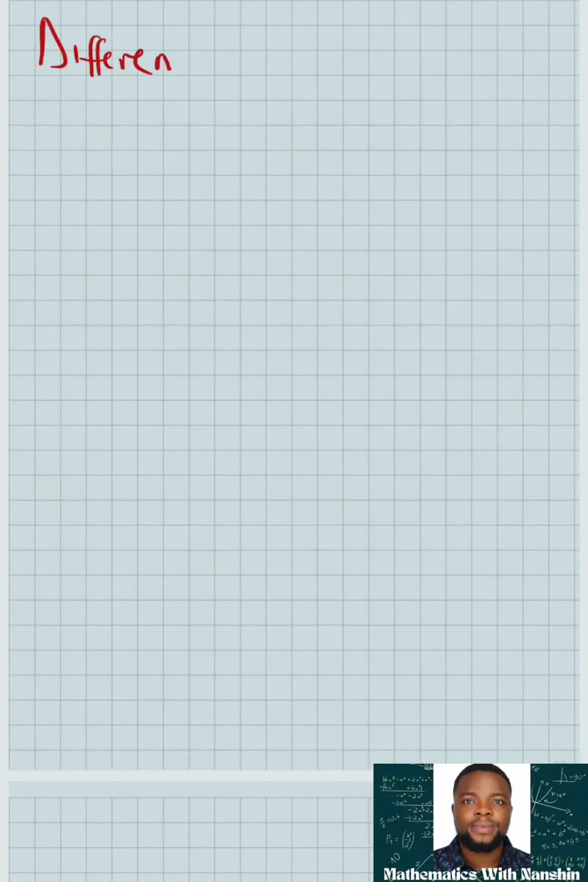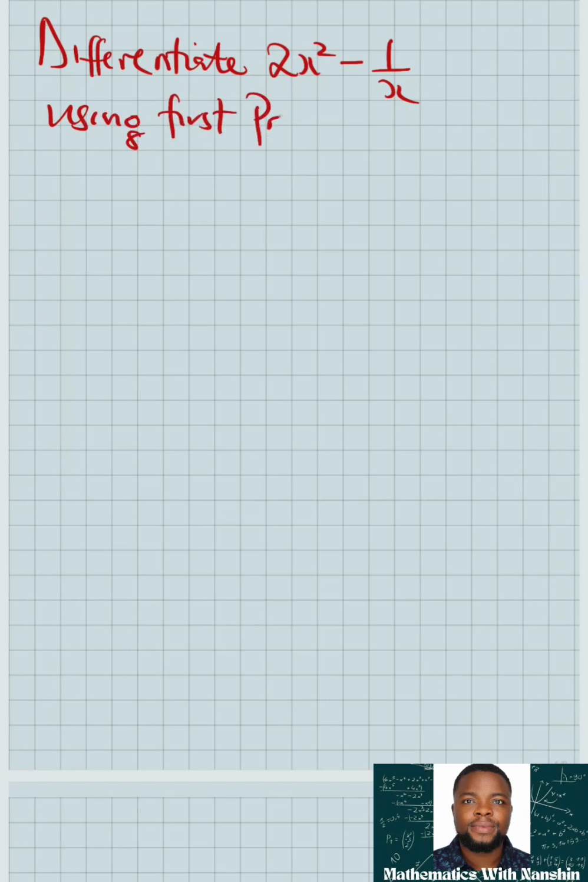Differentiate 2x squared minus 1 all over x using first principle. So we're going to differentiate this using first principle.